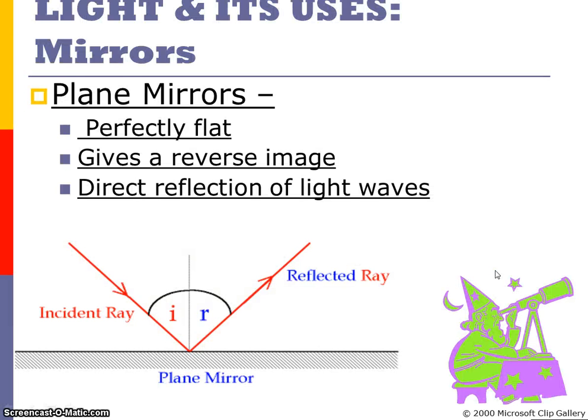Alright, so I'm going to look at light and its uses. How do we use light? We obviously use light to see ourselves, right? Exactly. We see the reflection of light off of objects. That is what we see.